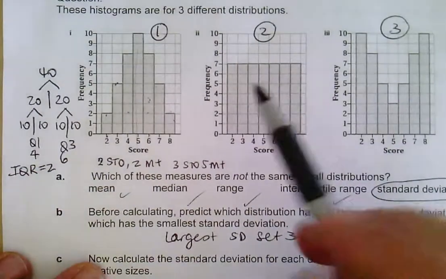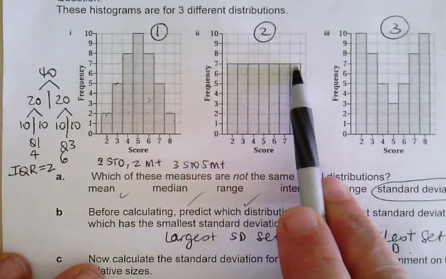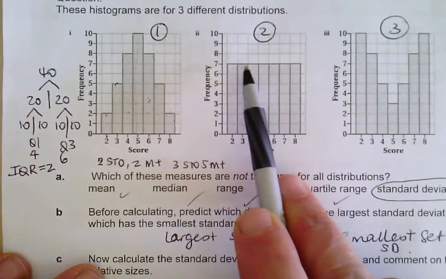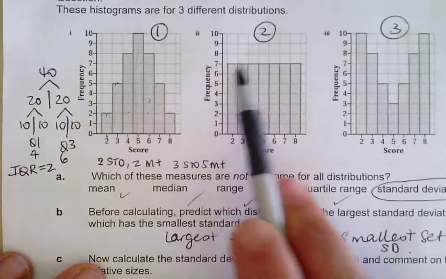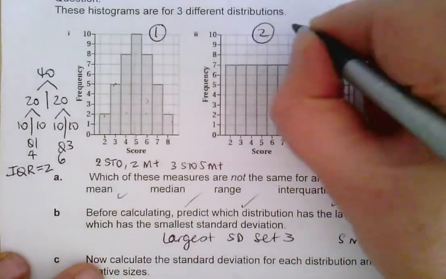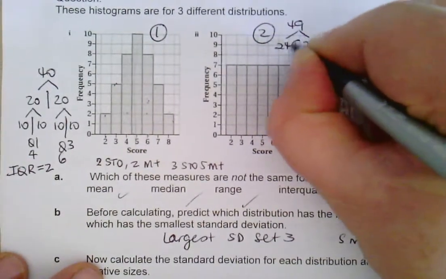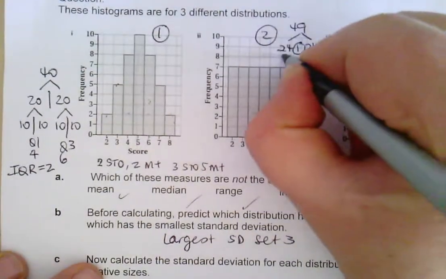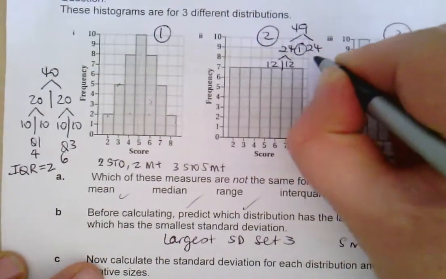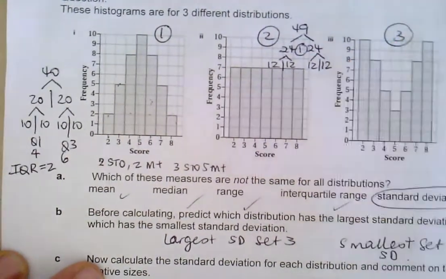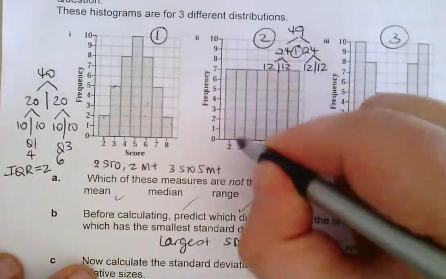Right. The next data set, how many columns? 1, 2, 3, 4, 5, 6, 7. 7 times 7, 49 bits of data. Splitting it in half, I've got 24, 24, and 1. Splitting these in half, I've got 12 and 12, 12 and 12. I'm going to count 12.